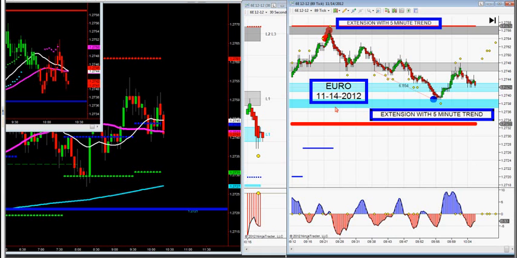What we're looking at is November 14th, 2012. This is the extension with trend. There is a 5-minute trend filter. I'm looking at an 89 tick chart right now here on the euro. And the 5-minute chart at this point in time at 9:20 this morning was in a downtrend, and we got red dots that fired off. These dots will not fire off unless it is with the overall 5-minute trend.